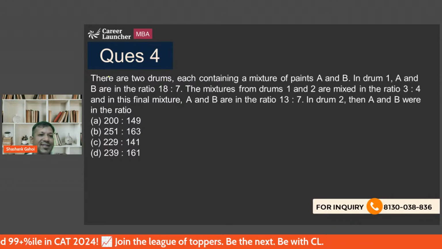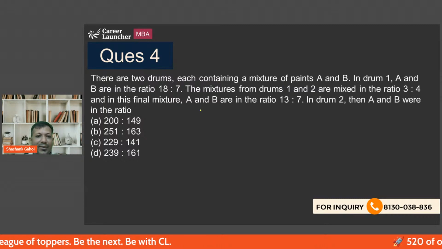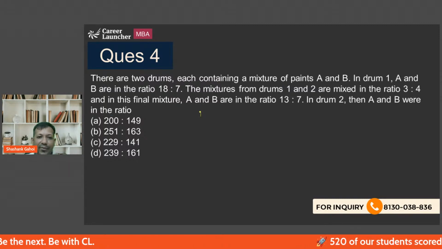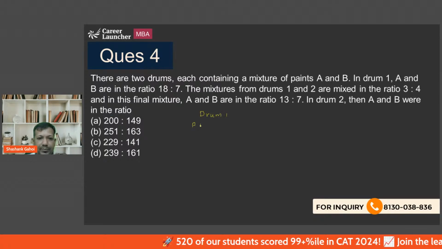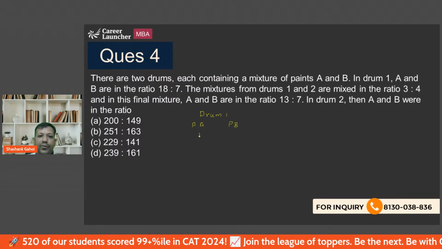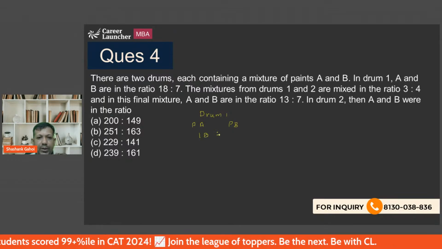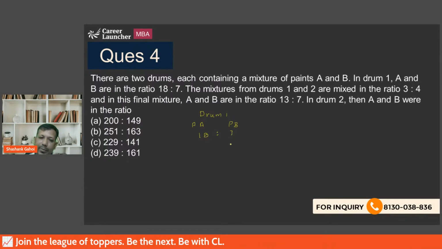So what does it say? It says that there are two drums, each containing paint A and paint B. So in drum 1, paint A and paint B are in the ratio of 18:7. So paint A is 18 by 25, paint B is 7 by 25.